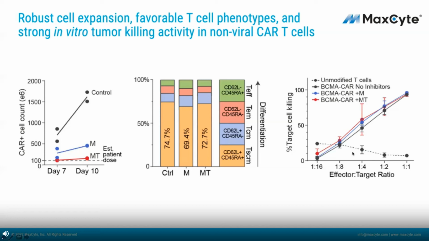And to cap this off, when we do the in vitro killing assay, no matter whether this was done with no inhibitors, with a single small molecule inhibitor, or the double combo, all three strategies were able to robustly kill BCMA positive target cells. And so overall, from this process, not only were we able to achieve very good CAR Knockin, we were able to maintain good cell expansion, achieve favorable T cell phenotypes, and ensure that the cells are functional when aiming to kill their target tumor cells.